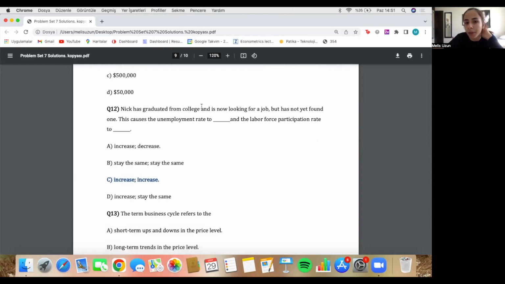Nick has graduated from college and is now looking for a job, but has not yet found one. This causes the unemployment rate to increase because now he's in the labor force and he's unemployed, but looking for a job. And the labor force participation rate increases because the labor force is equal to people that are employed plus people that are unemployed. So when Nick started looking for a job, he increased the number of unemployed people, so he also increases the labor participation rate.